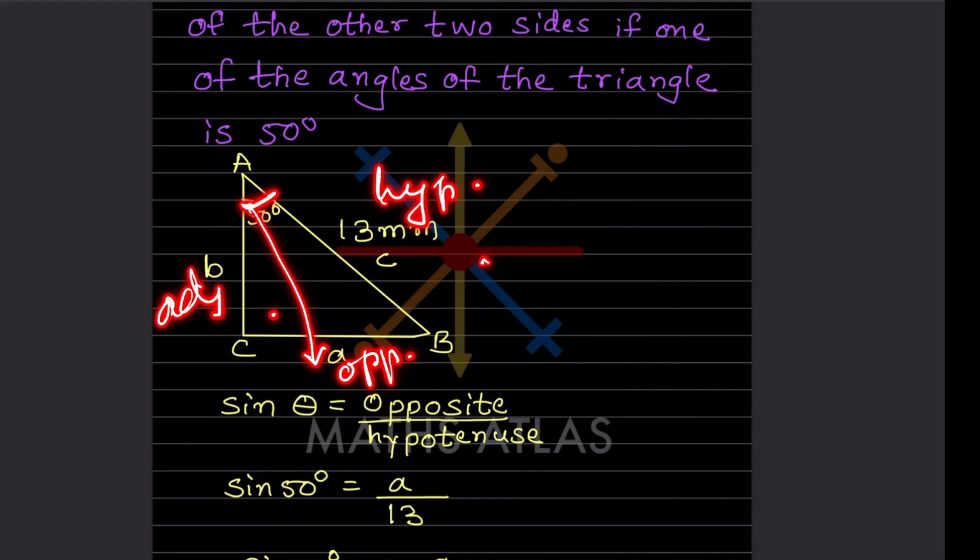Now since the angle is given here, let us concentrate on this opposite side. Where do we get opposite by hypotenuse? In case of sine. So we'll write here sine theta is opposite by hypotenuse.